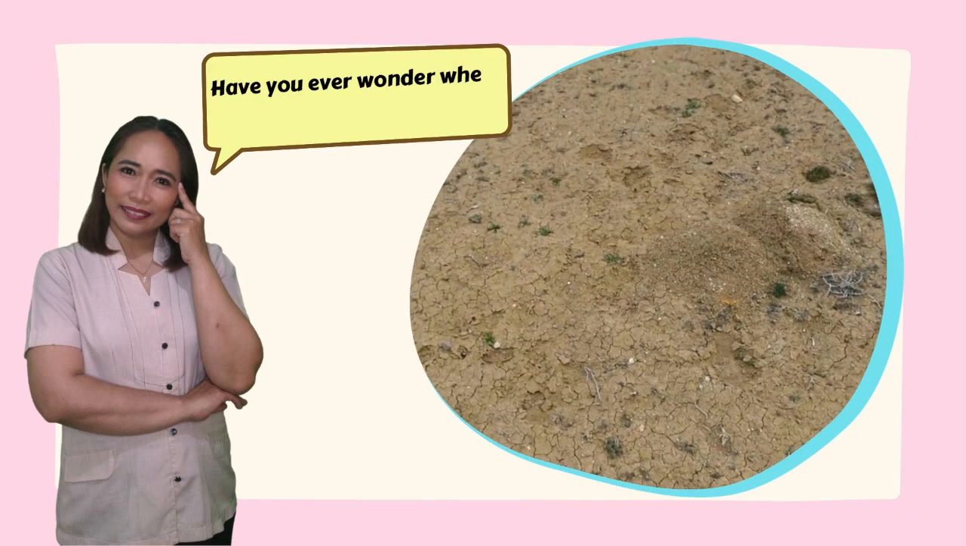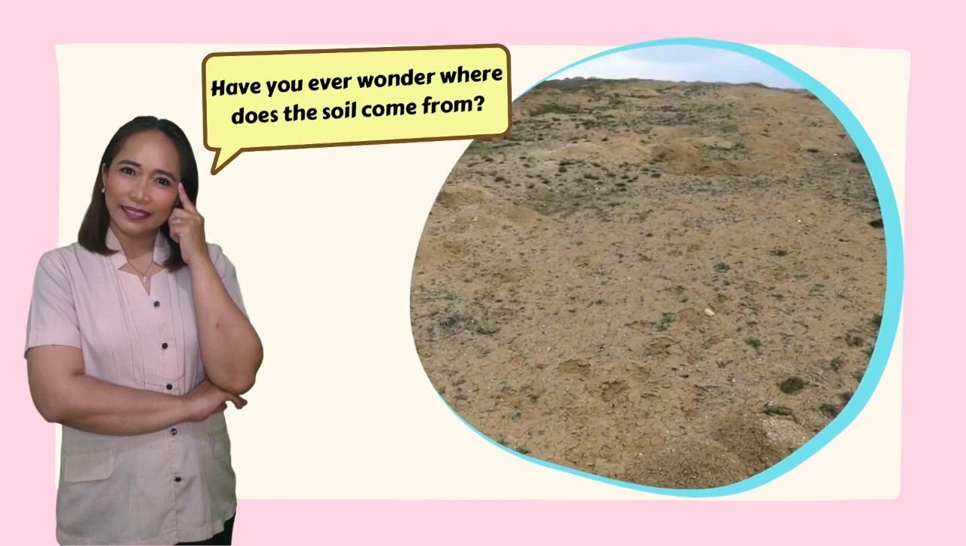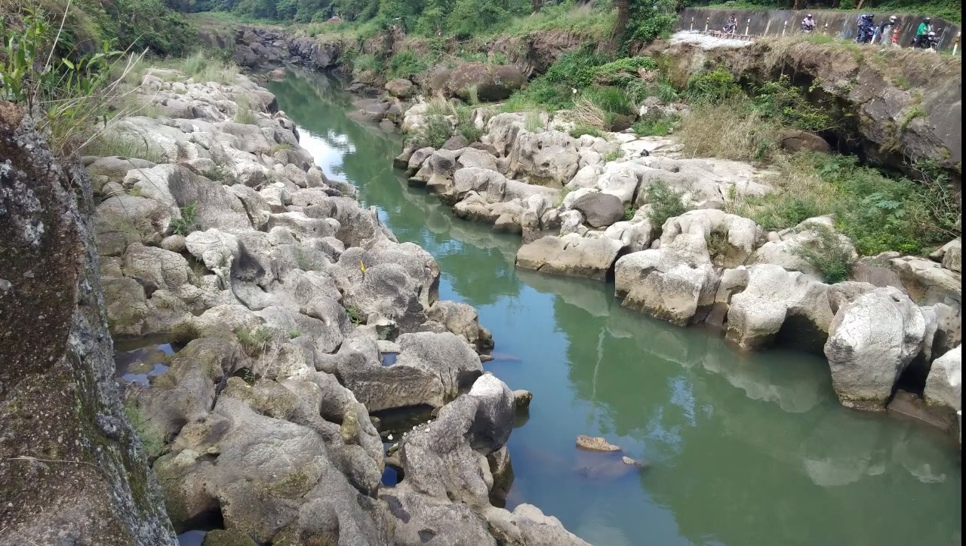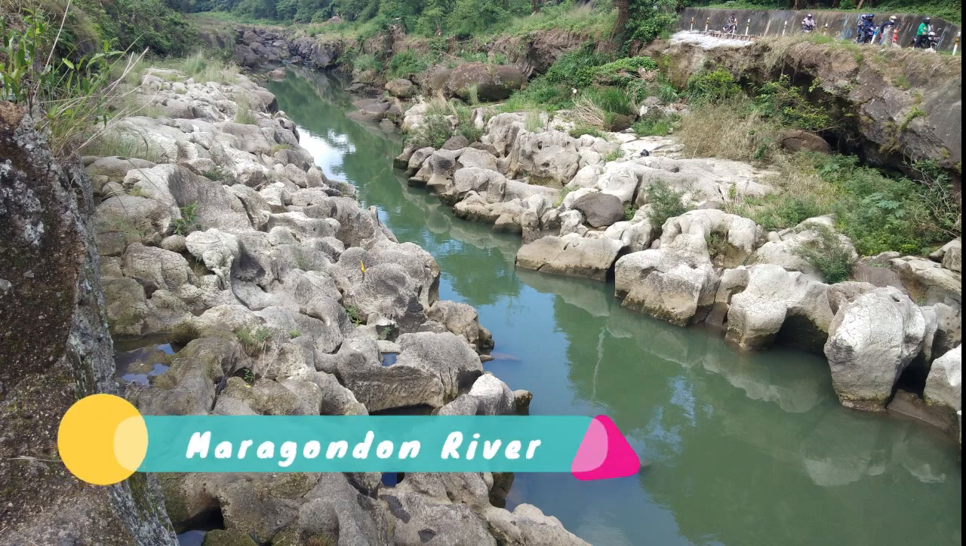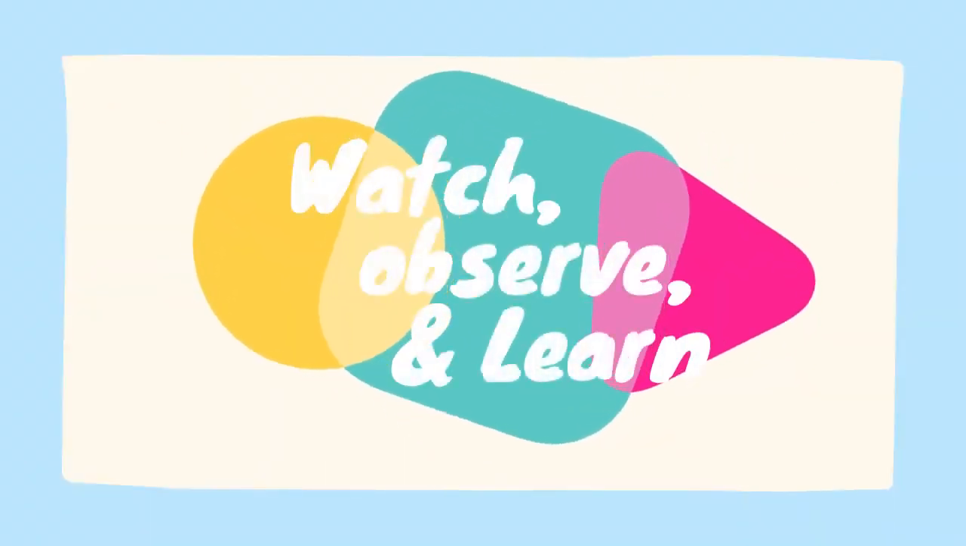Have you ever wondered where does the soil come from? Now, look at the picture. What place is this? Yes, this is a river in Maragondon, Cavite. Have you been to this place? What do you think happened? Why is the rock in this river formed like this? Watch, observe, and learn.